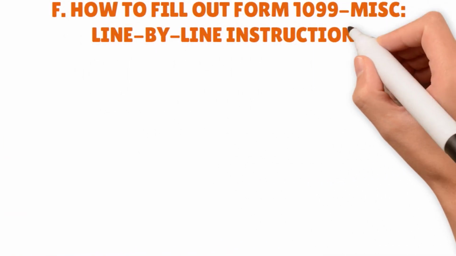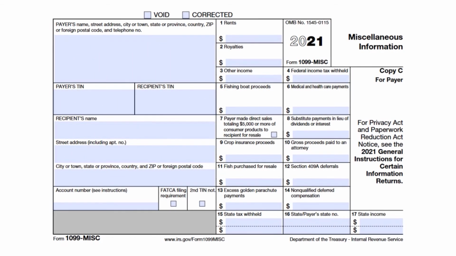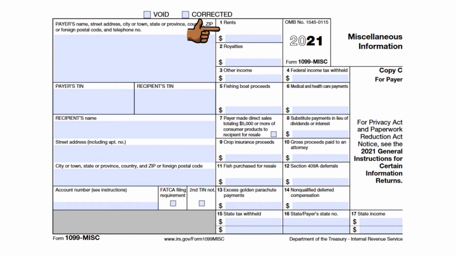Let me give you the line-by-line instructions. Very important. So you have the rent. You want to enter an amount of $600 or more for all types of rent. You can see on the screen here, we have the 1099 MISC. This is how it looks. And basically, this is copy C, for the payer.